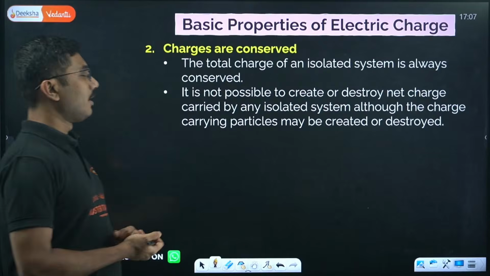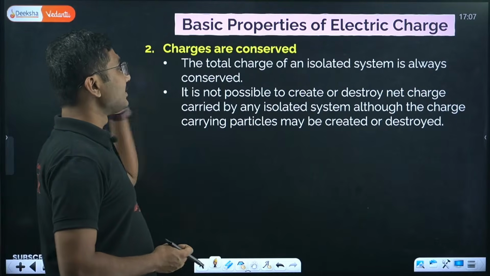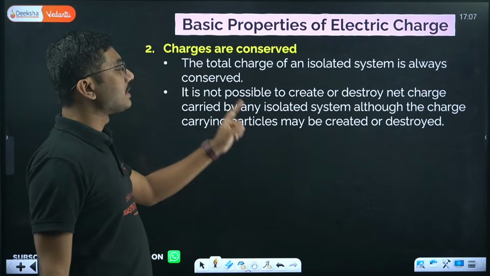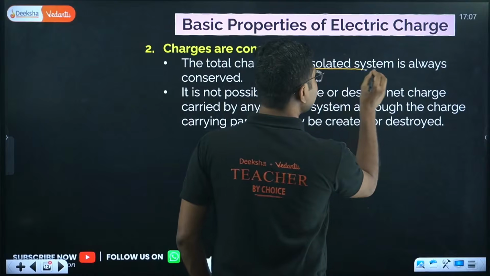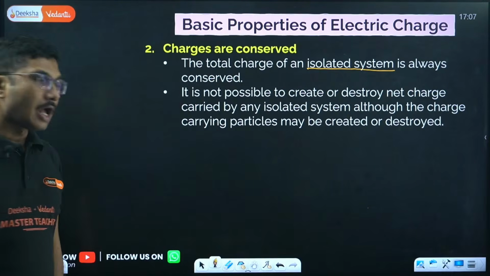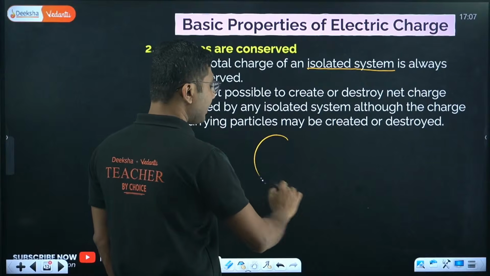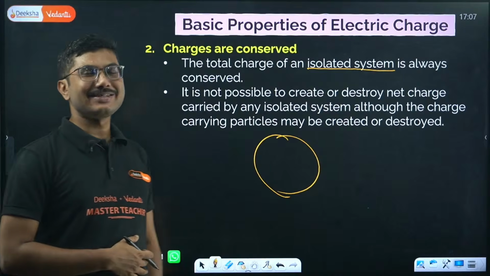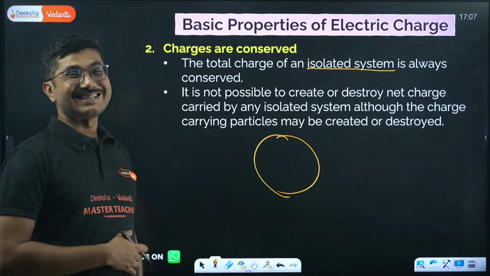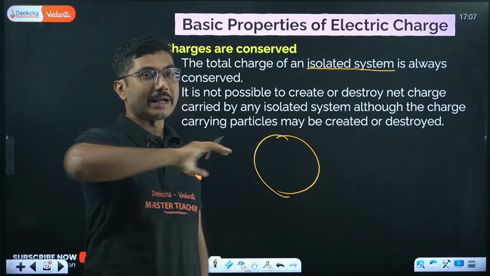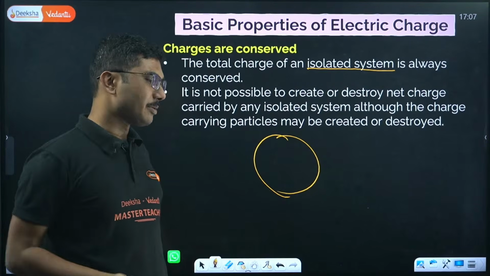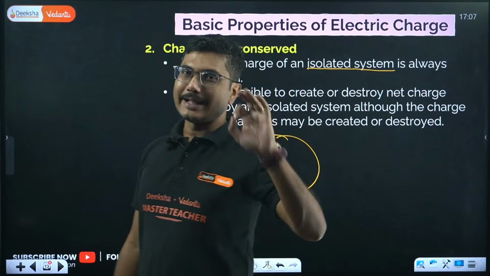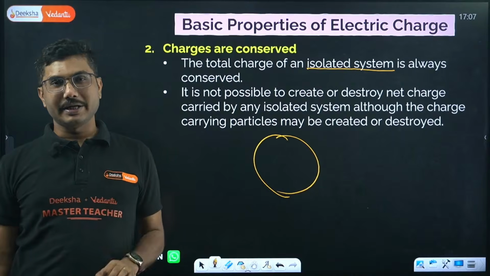Next property is another easy property, which is that charges are conserved. Now there is an important point to remember. The total charge of an isolated system is always conserved. Isolated system means it is not in contact or not in touch with anything else. It can neither exchange particles nor anything that is already inside this object. So that is called an isolated system. Isolated system means you pack something inside your bag, you close the bag and you are not going to open it, then that bag can be considered as an isolated system.